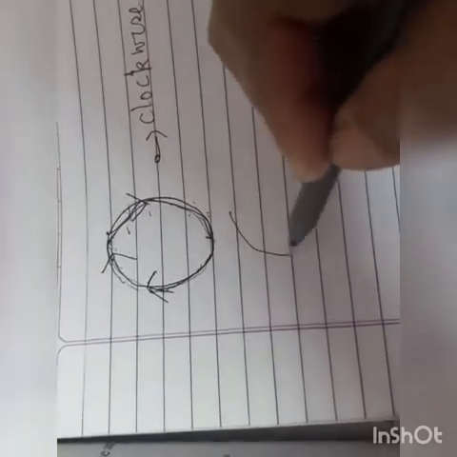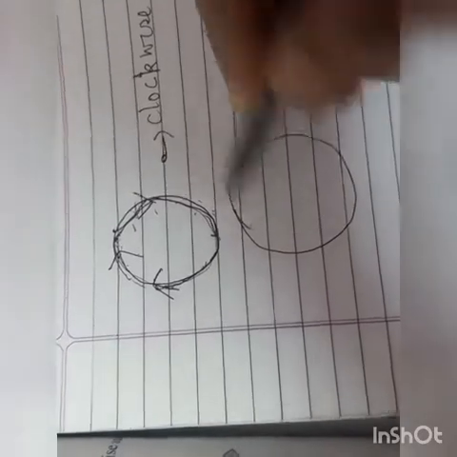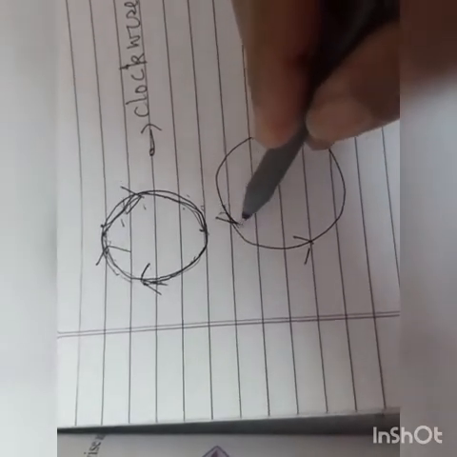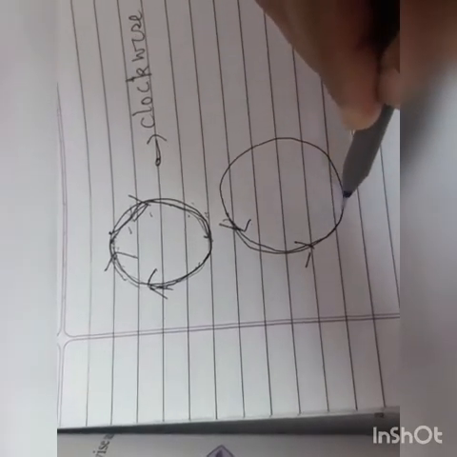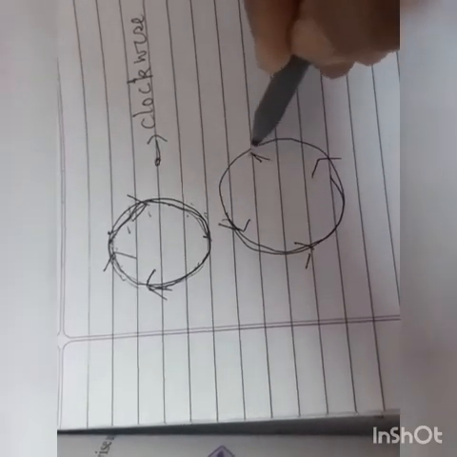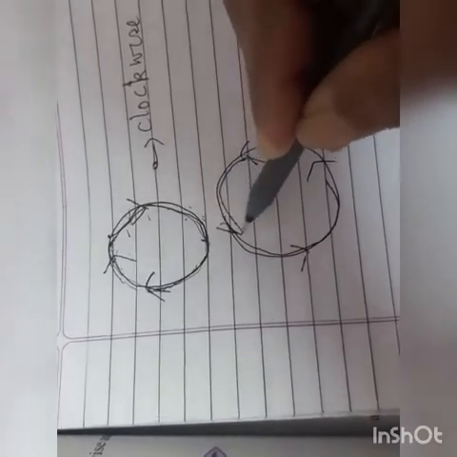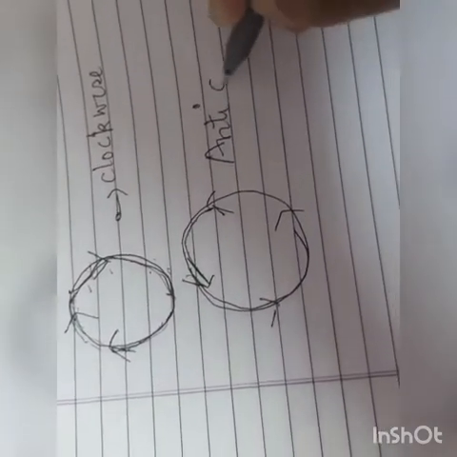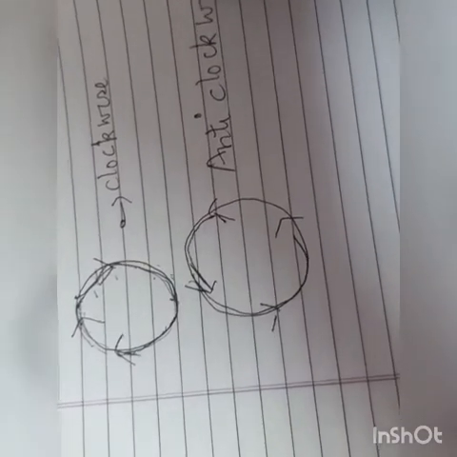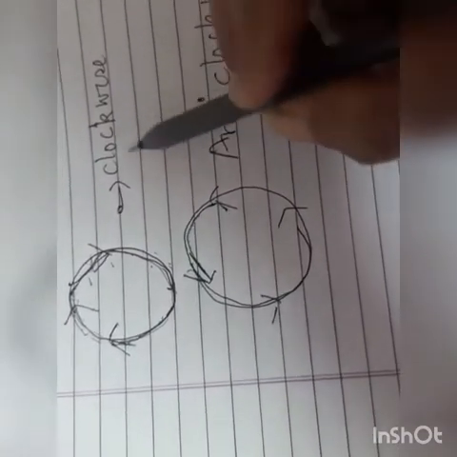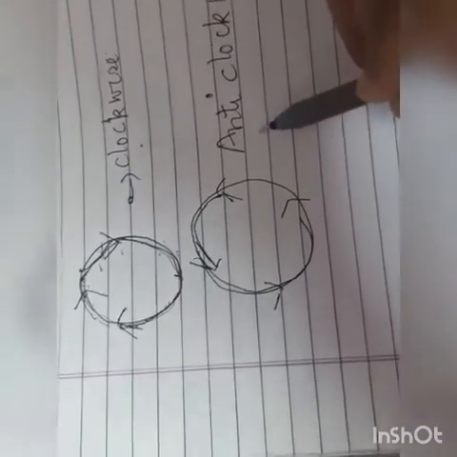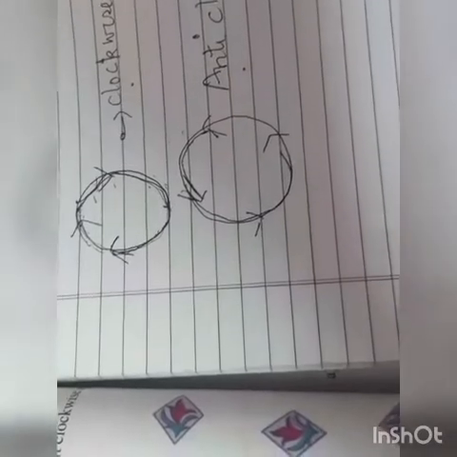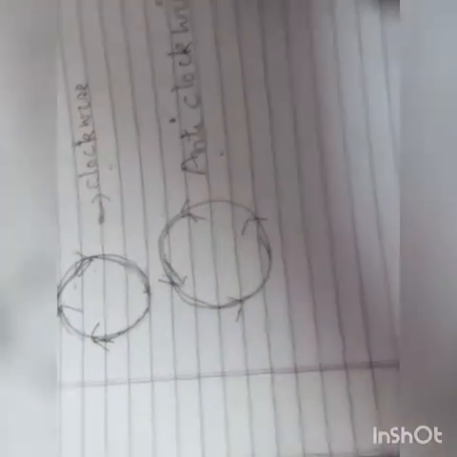Now again I'll draw the circle. If the rotation of the pattern goes like this, that means it starts from here, rotates from here, and comes back to the same point where it started. This is called the anti-clockwise rotation. What do we call it? Anti-clockwise rotation. So there are 2 types of rotation. One is the clockwise rotation and the other is anti-clockwise, meaning the rotation in the direction opposite to the clock is called anti-clockwise rotation.